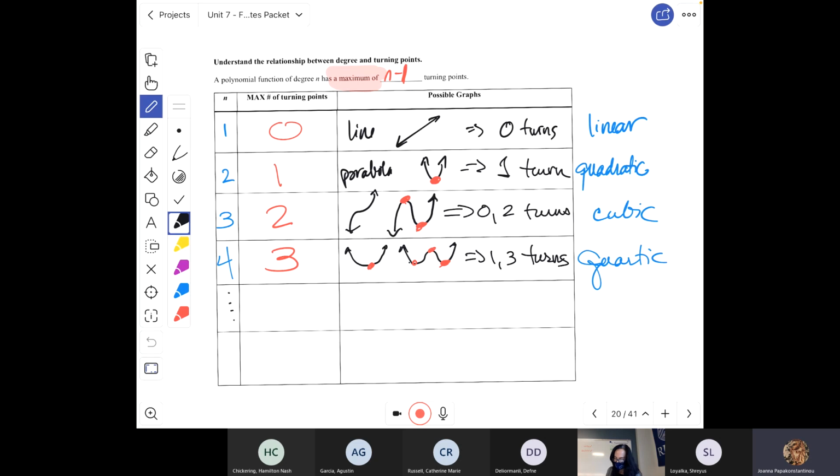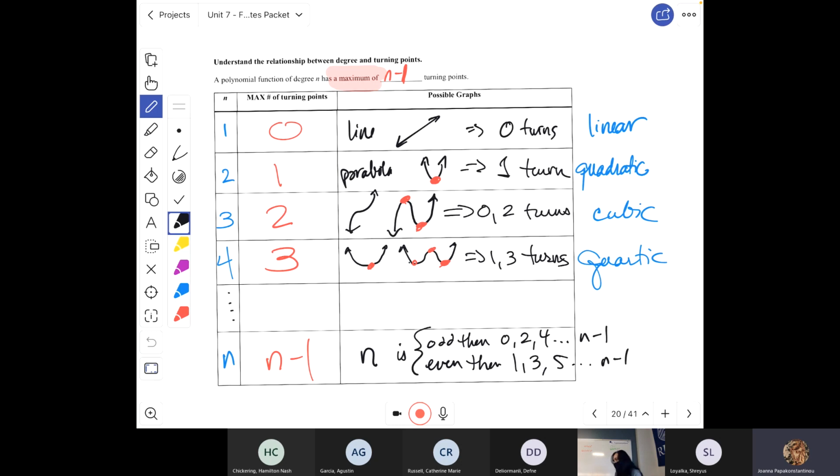And I can continue this in this fashion up to degree n, with n minus 1 turns. So how many turns do I have? Well, if n is odd, then I can have 0, 2, 4, up to n minus 1. If n is even, then I can have 1, 3, 5, up to n minus 1 turns. Does that make sense?